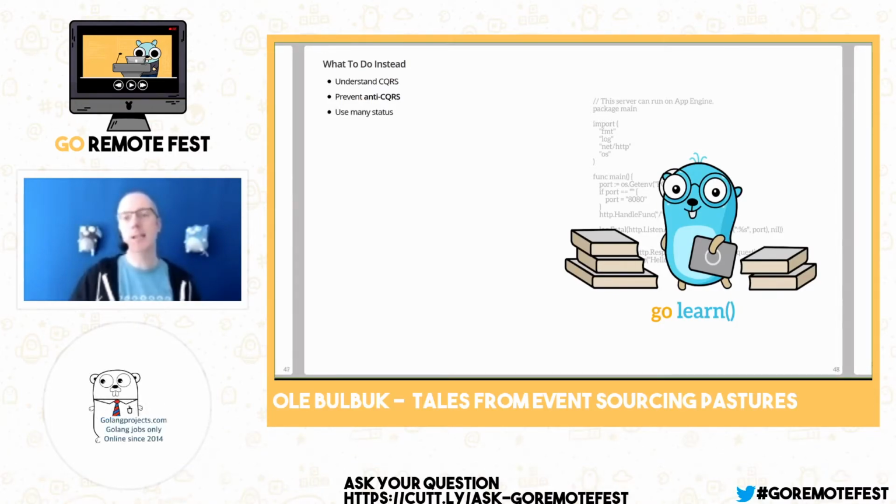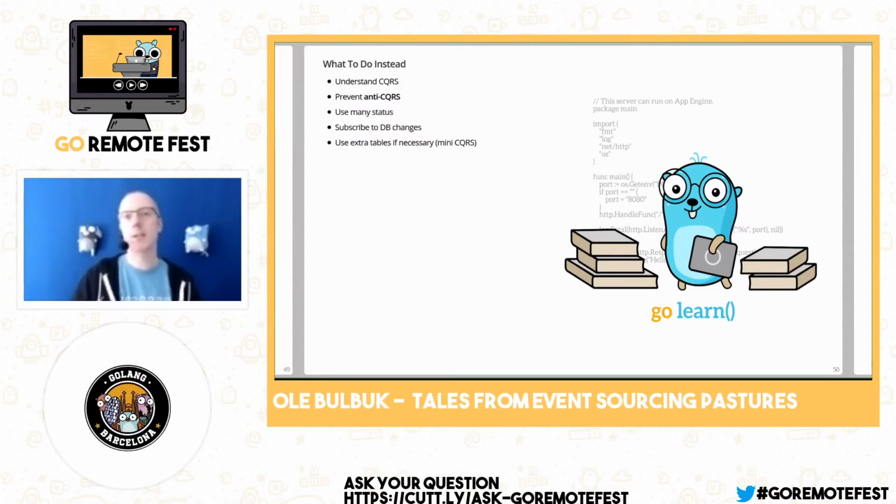And you can use many status values. For example, when you accept a write request, you can first store the data and give it a status received. And you can do asynchronous validation there too, and set it to validated or accepted later. And you can even subscribe to database changes with Postgres. And you can use extra tables, right? Like write first to a table that is specially built for this request, and later asynchronously write to the real tables that are used by all the queries. And then you have kind of a mini CQRS that you can invent later if really necessary.